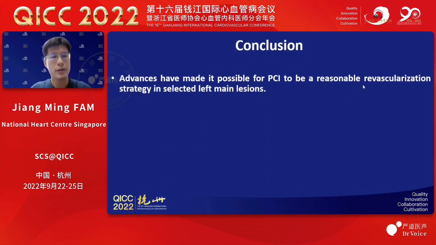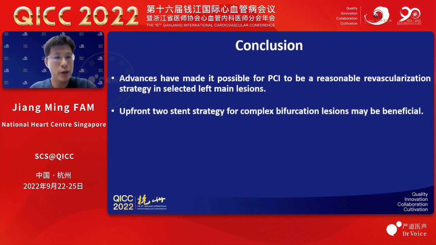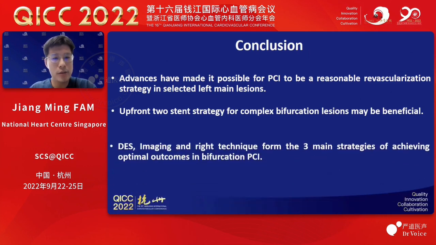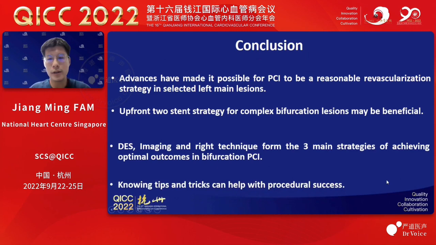So in summary, advances have made it possible for PCI to be a reasonable revascularization strategy in selected left main lesions. The upfront two-stent strategy for complex bifurcation lesions may be beneficial. DES, imaging and right optimal technique form the three main strategies of achieving optimal outcomes in bifurcation PCI. And knowing the tips and tricks is essential for procedural success. And thank you very much for your time.